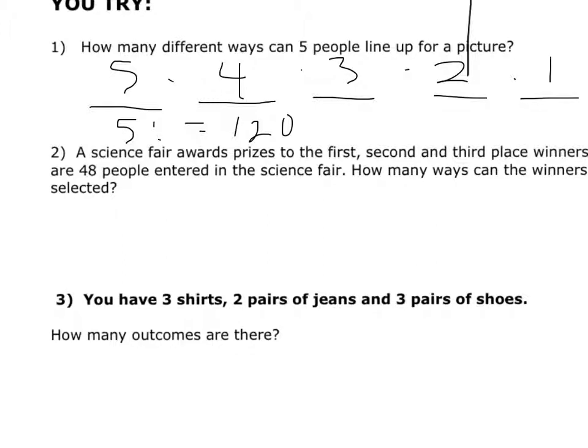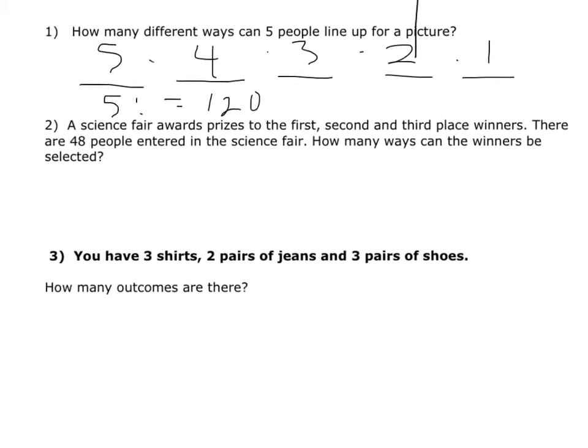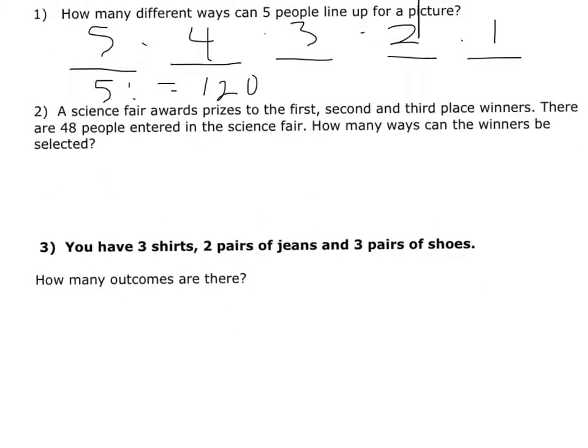Okay, so fairly straightforward problem. Okay, the next one's a tiny bit more difficult. It says a science fair awards prizes to the first, second, and third place winners. There are 48 people entered in the science fair, and we want to know how many ways can the winners be selected. Okay, so there's 3 options, either first, second, or third for the winners.